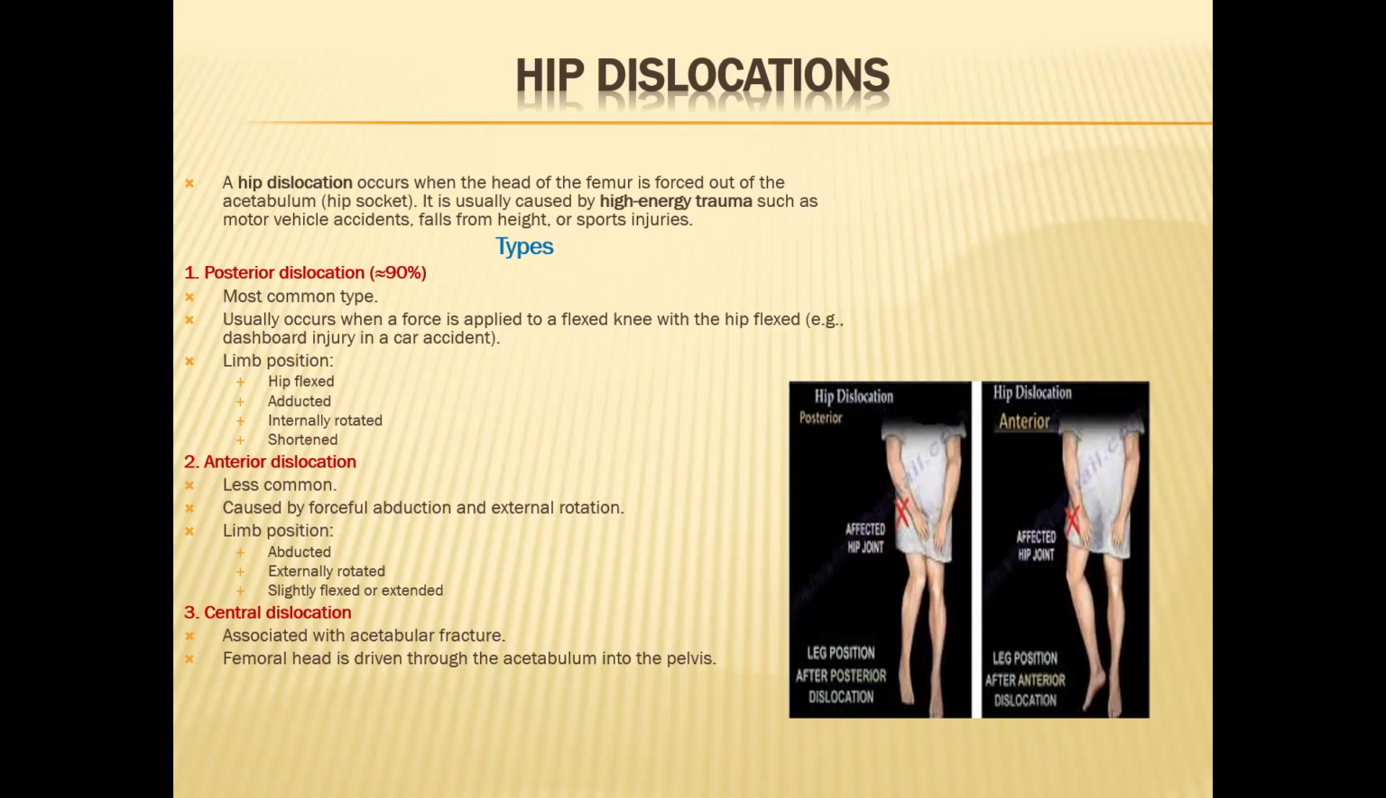If there is posterior dislocation, the limb is slightly flexed at the level of the hip, adducted and internally rotated. The leg is shortened. When there is anterior hip dislocation, it will be the opposite. The leg will be externally rotated, abducted, and slightly flexed. So this is opposite to the posterior dislocation.